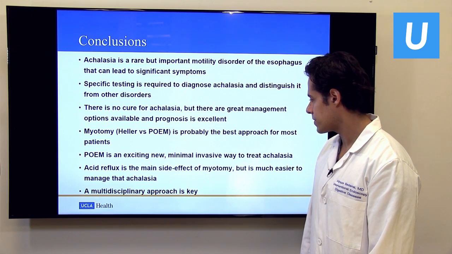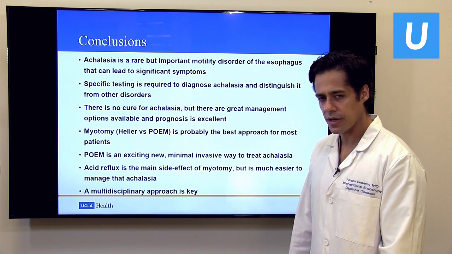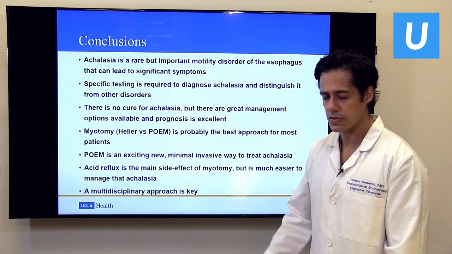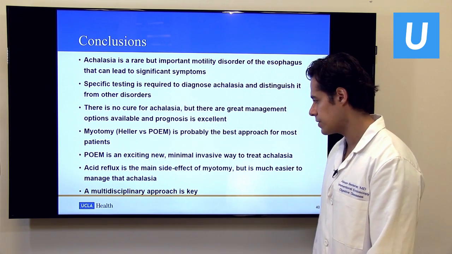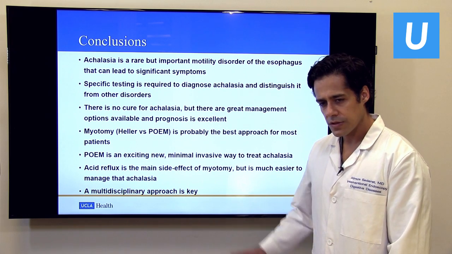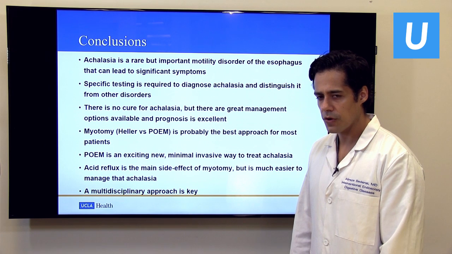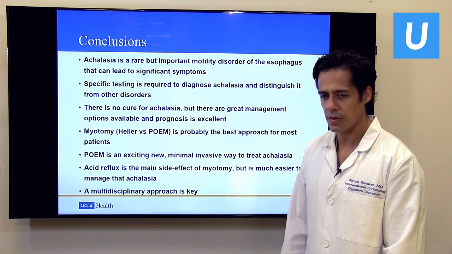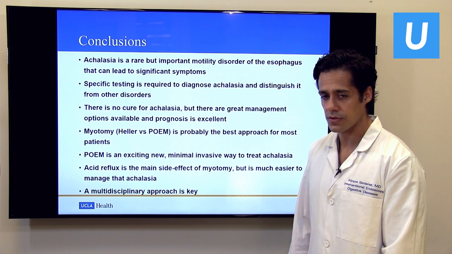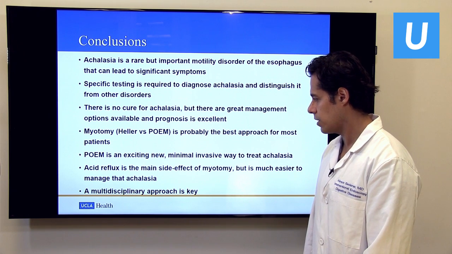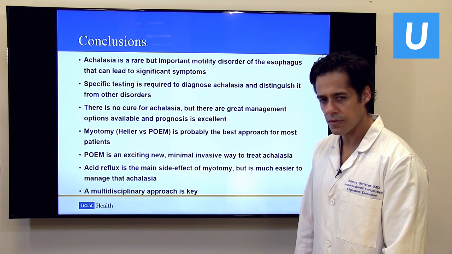Acid reflux is the main side effect of myotomy, and I tell patients that sometimes you're going to trade one disorder for another one, but a disorder that's easier to treat. Reflux is generally a lot easier to manage than achalasia is. For POEM, we had touched on this a couple of times: no one knows exactly if POEM or Heller myotomy is better in terms of this side effect. No one knows for sure if Heller or POEM has more reflux, I should say. For the most part, we think it's about the same.